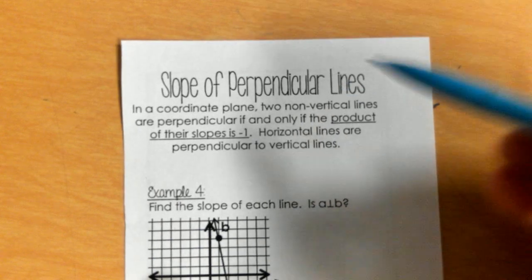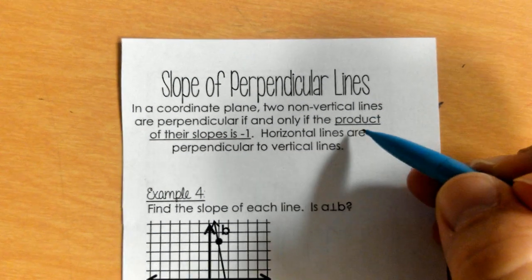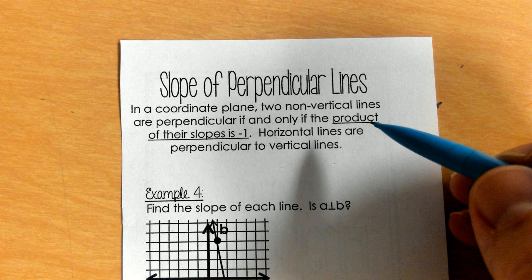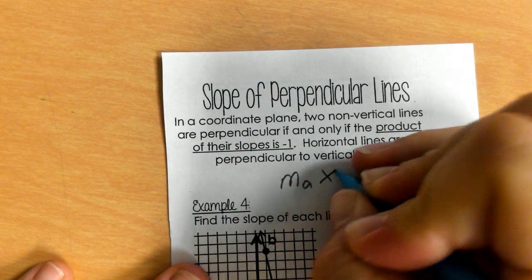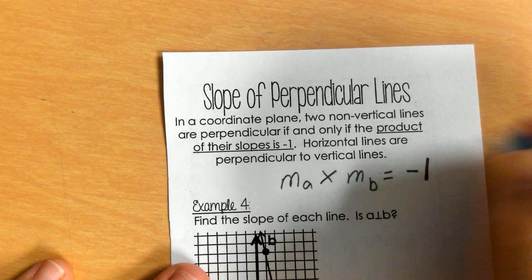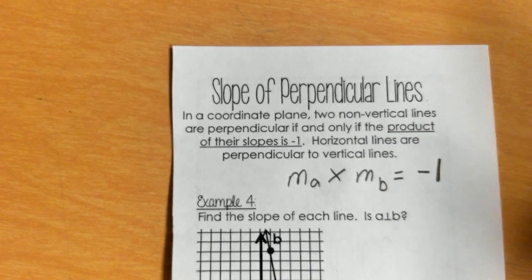Perpendicular lines. In a coordinate plane, two non-vertical lines are perpendicular if and only if the product of their slopes is -1. So like the slope of A times the slope of B equals -1. Well, that's weird. Let's take a look.